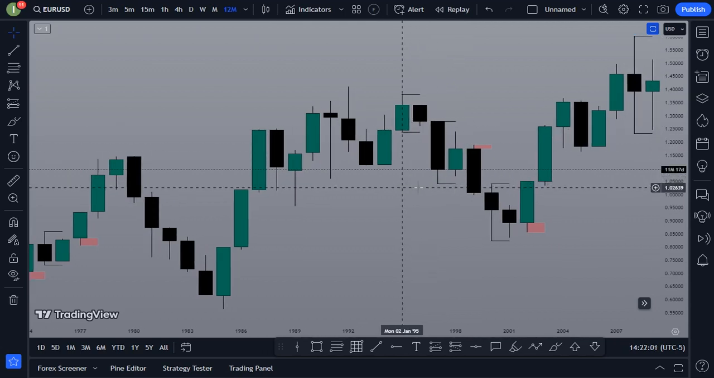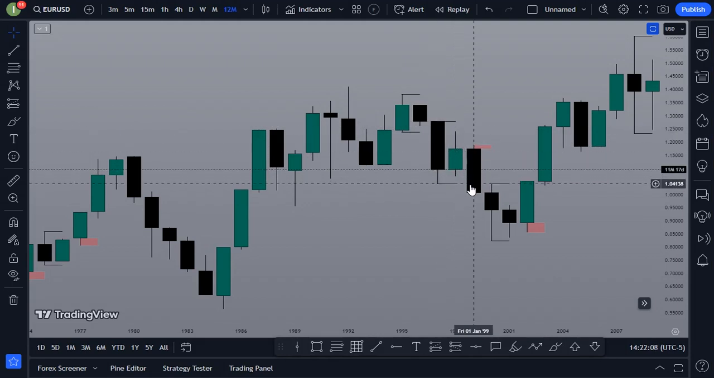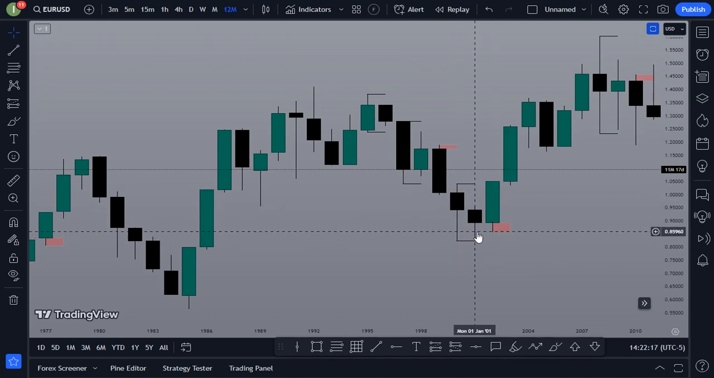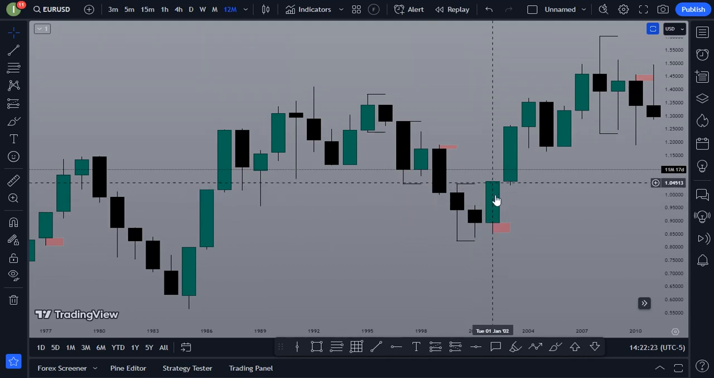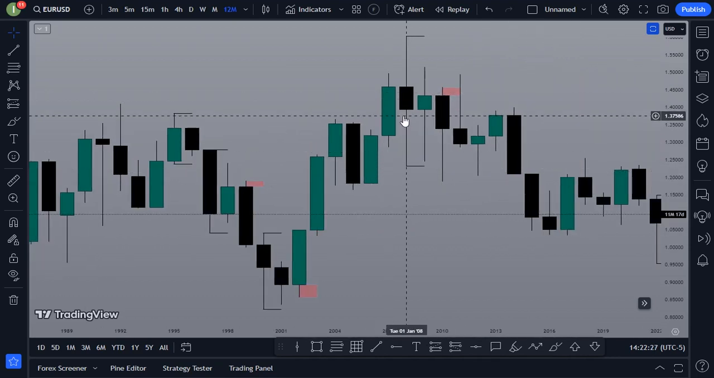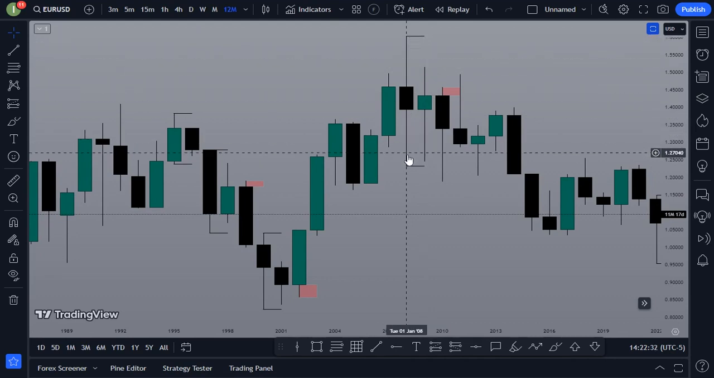So this one as well didn't take out the high or the low. It was one direction going down. Then 2001 didn't take out the high or the low. 2002 was one direction, it was going up, and it's huge. This is big. And then 2008, 2009 didn't take out the high or the low.